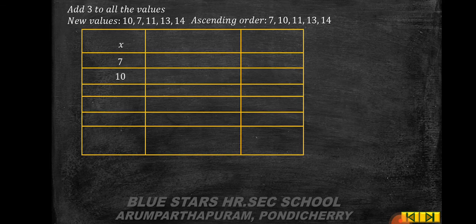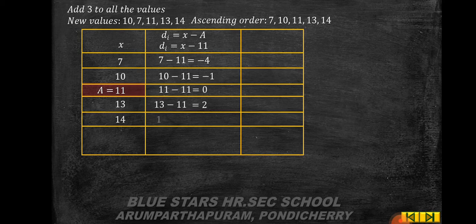So the x values are 7, 10, 11, 13, 14. di is equal to x minus a. Here a is 11. So 7 minus 11 is minus 4, 10 minus 11 is minus 1, 11 minus 11 is 0, 13 minus 11 is 2, 14 minus 11 is 3. Then di square: minus 4 square is 16, minus 1 square is 1, 0, 2 square is 4, 3 square is 9. So summation di is 0, summation di square is 30.